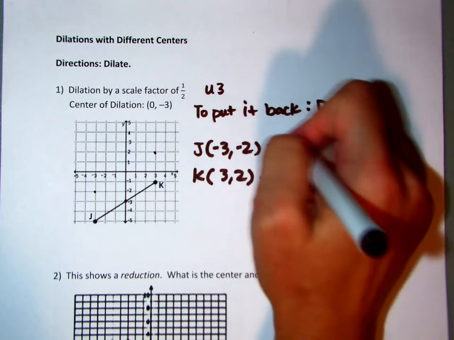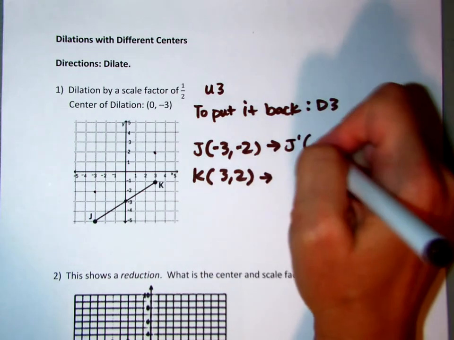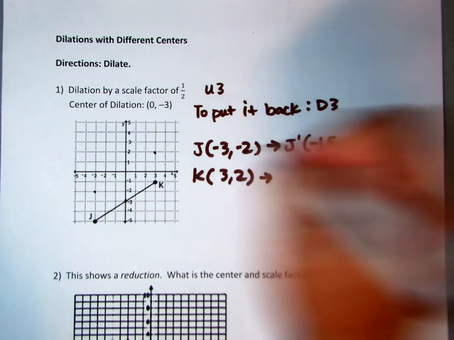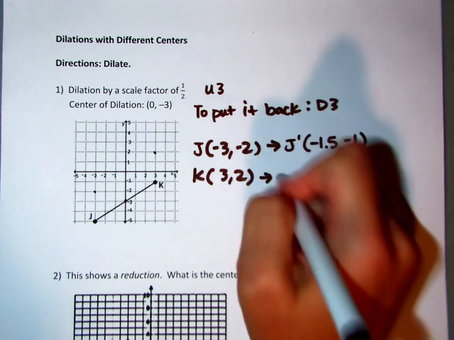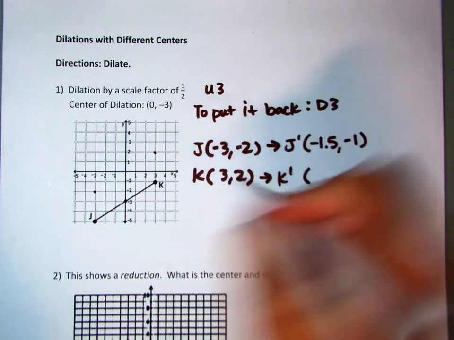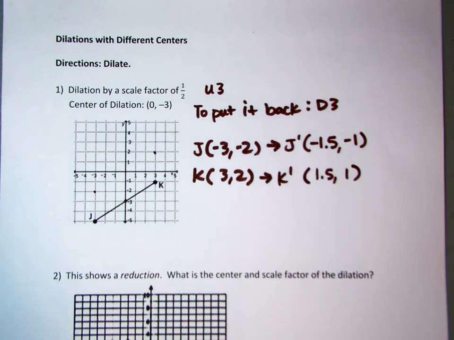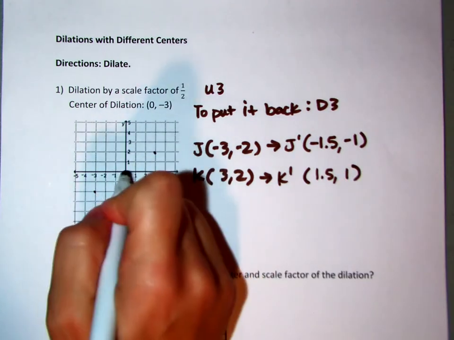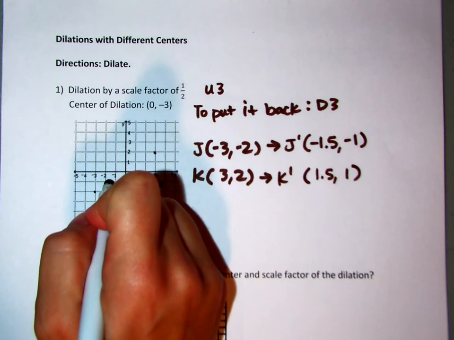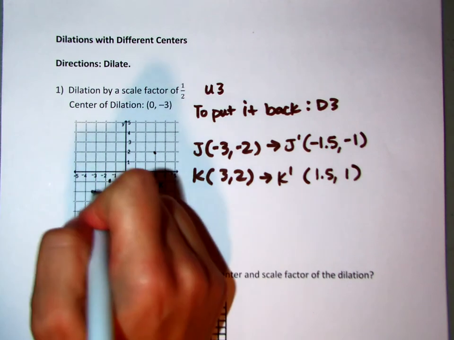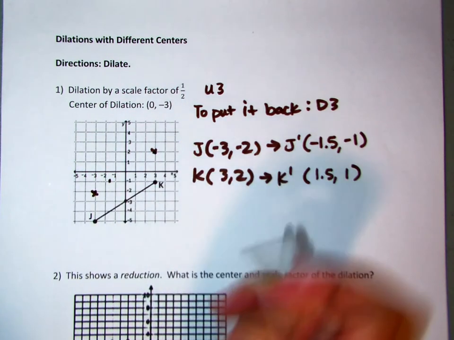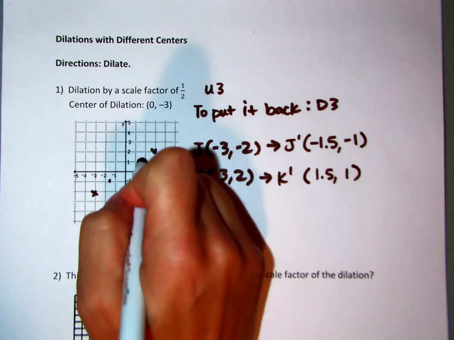So when we get J prime, 1/2 of -3 is -1.5, and 1/2 of -2 is -1. Then we do K prime. 1/2 of 3 is 1.5. 1/2 of 2 is 1. So now let's go ahead and plot those points. So we're going to do (-1.5, -1). So that's currently here. We don't need this anymore. And then we have (1.5, 1).